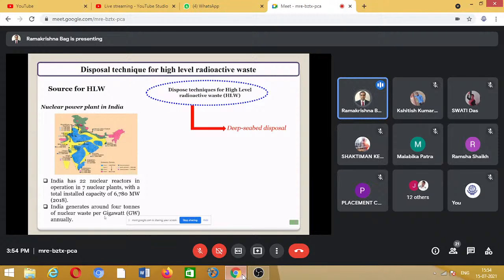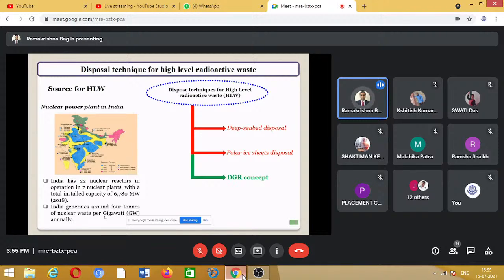Even if you put it inside a canister, let's say steel or copper or anything, it may corrode inside the water after some time, and that radioactive waste can come out and cause more harmful effects on the fish and plants, etc. Then again, polar ice sheet disposal was thought of. So you take it to the poles, North Pole or South Pole, and place it inside that ice. But that was also not very feasible because ice may melt, and that can cause problems to the flora and fauna system of the poles.